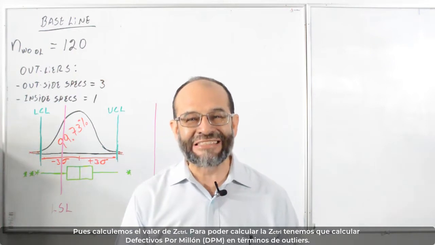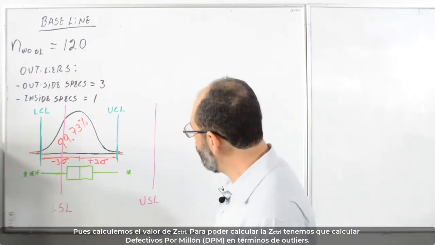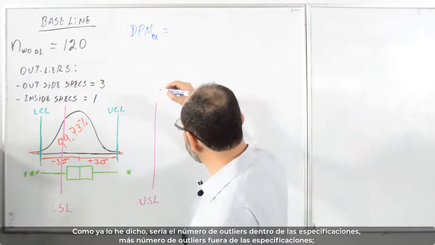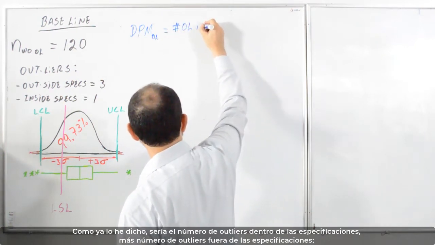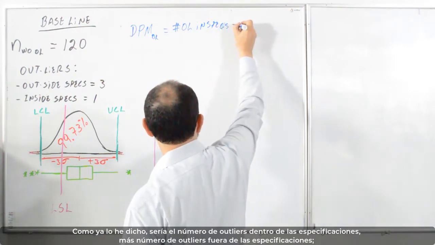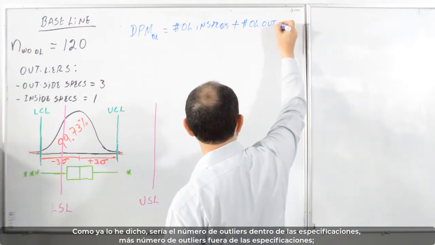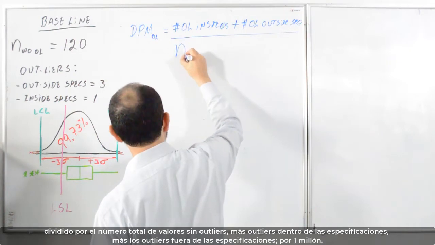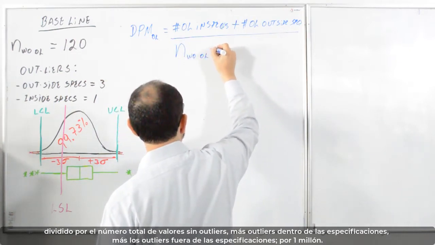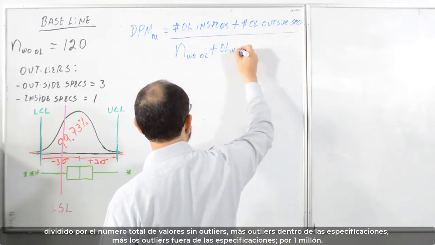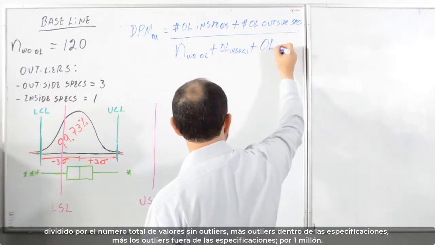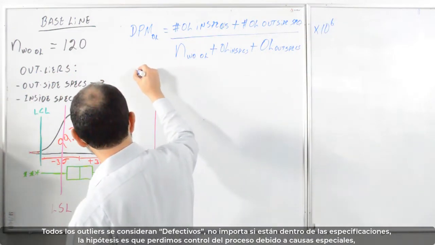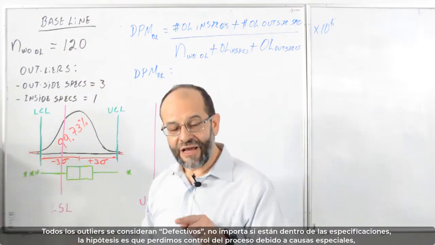Well, let's calculate our Z control value. In order to calculate our Z control, what we have to do is to calculate defects per million for outliers. And as I have said, it is the number of outliers inside the specs plus number of outliers outside the specs, divided by total number of values without outliers plus outliers inside the specs plus outliers outside the specs, times 1 million.